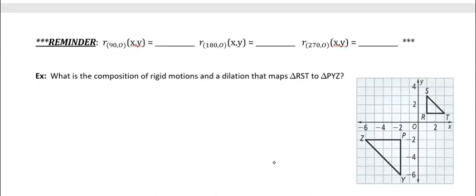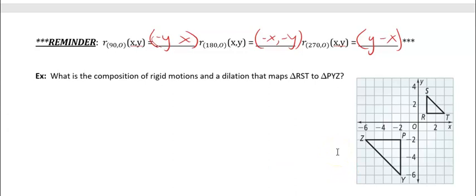Friendly little reminder about these. If you want to rotate by 90 degrees, it is flip it and negate the first. The other one is leave it and negate both. And this one would be flip it and negate the second.